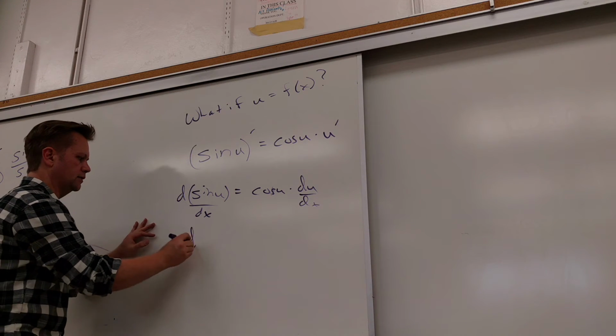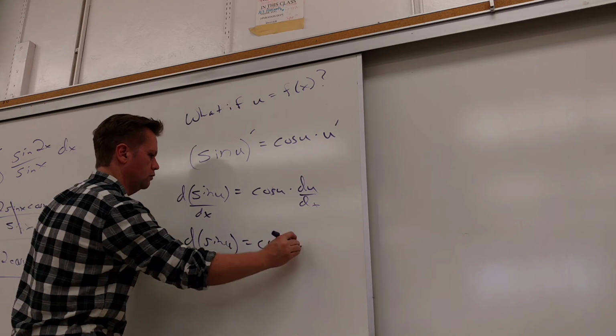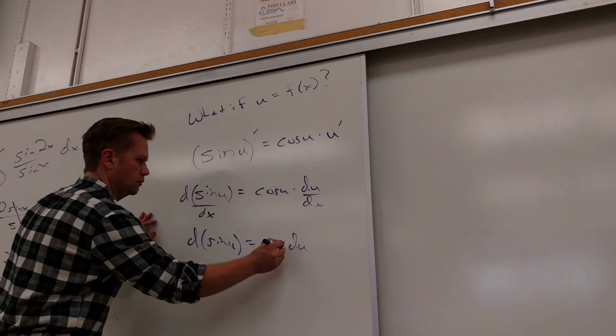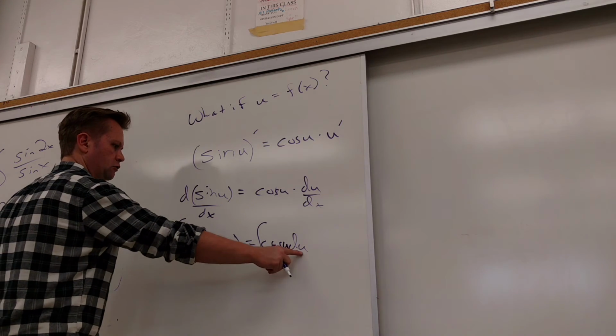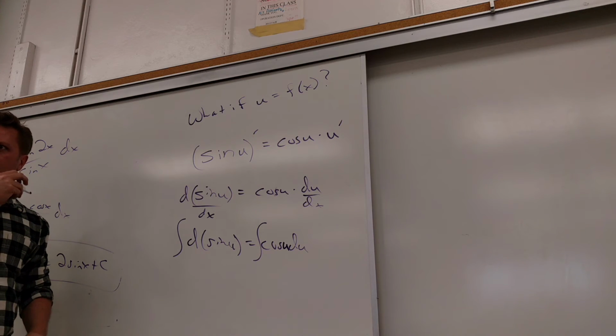So that means then that d sine u is cosine u du. Okay, that's crazy. So then what's the integral of cosine u du? Sine u.